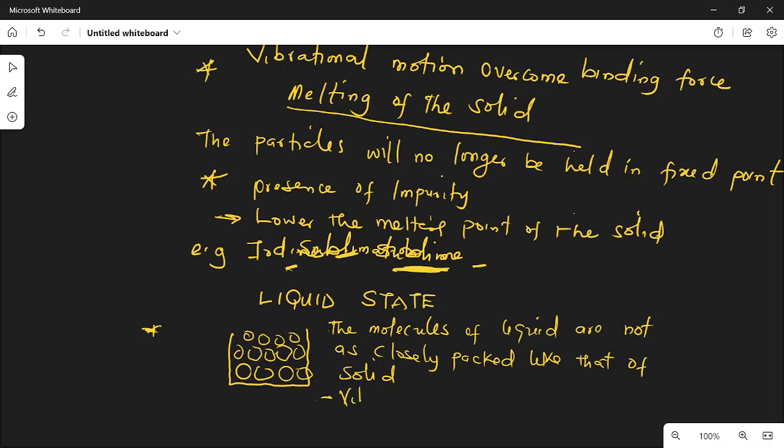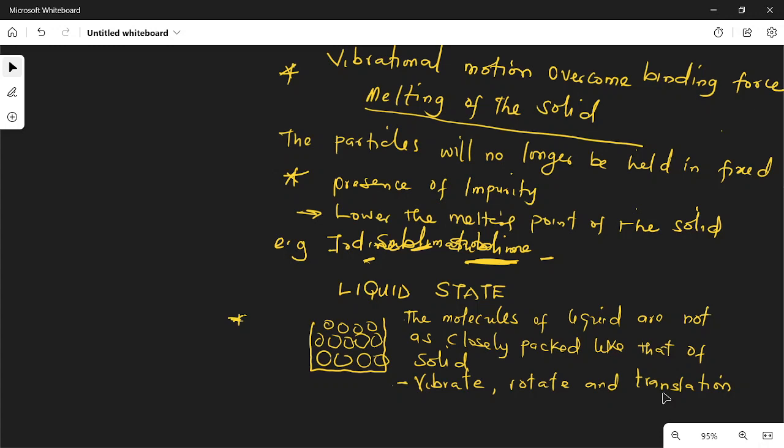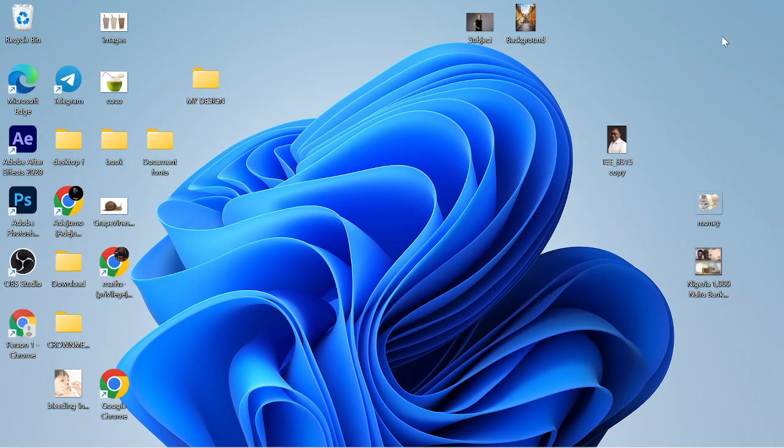Which means that they still have spaces in between them, and because of that they can vibrate. Molecules of liquid can vibrate, they can rotate and translate. Translation is talking about their degree of movement. And why did we conclude that they can vibrate and rotate? The reason is because they have spaces in between them.